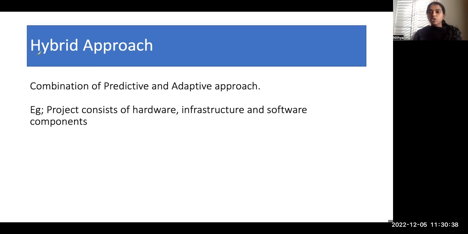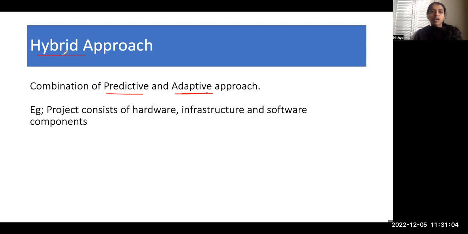Today we are going to talk about hybrid approach. Hybrid approach is a combination of predictive and adaptive approach. Predictive is where the scope, time, cost is very well determined in the early phase of your project. Adaptive is a combination of incremental and iterative. Adaptive is also called as agile methodology.